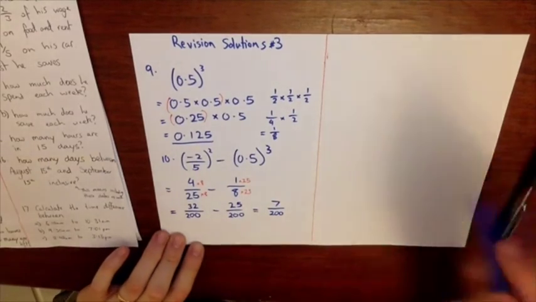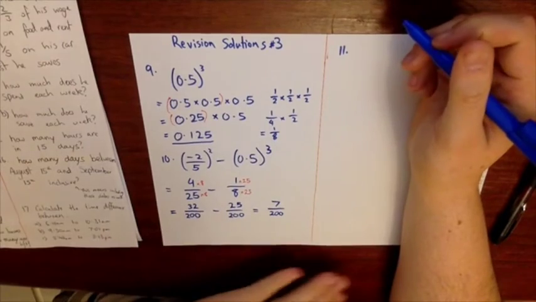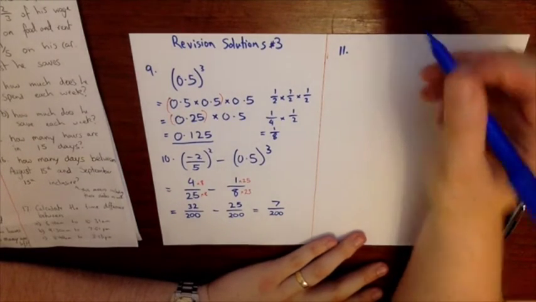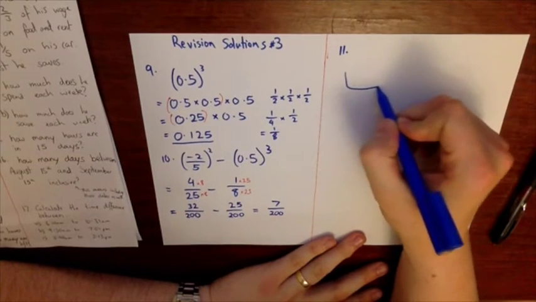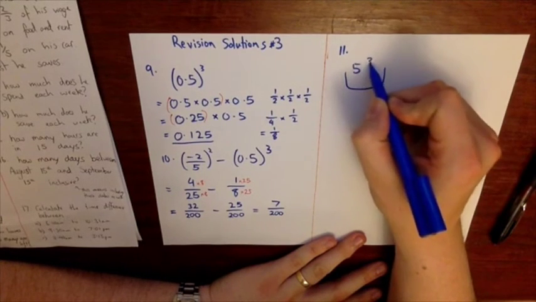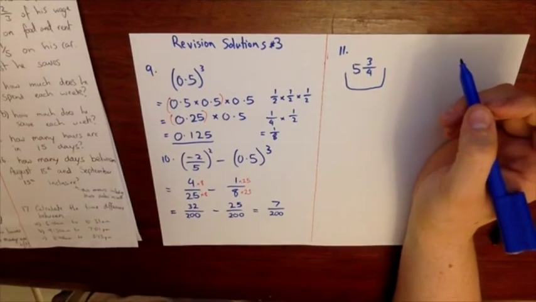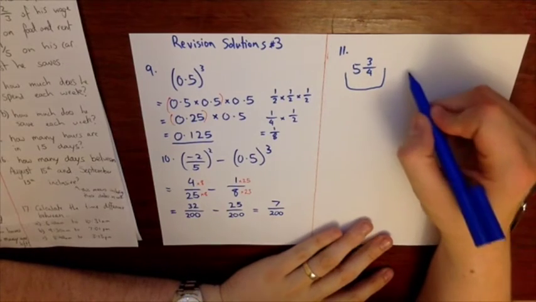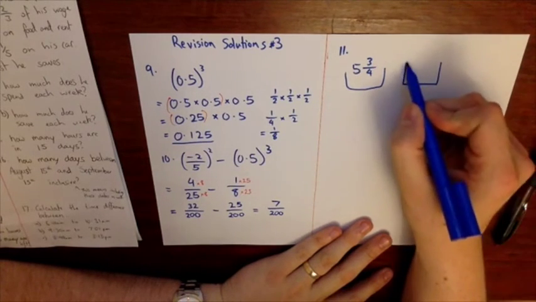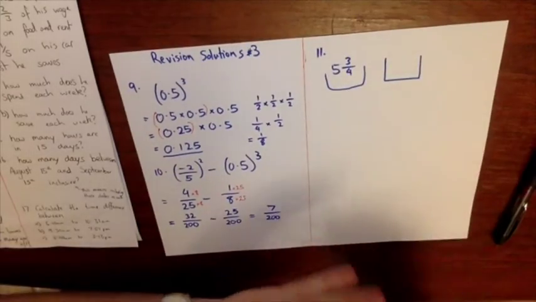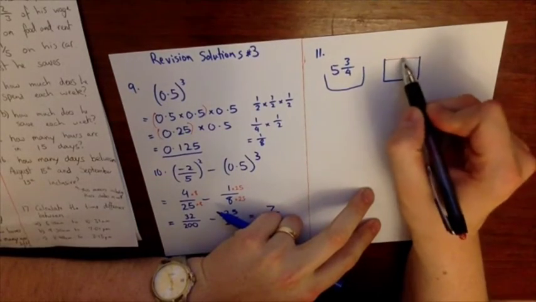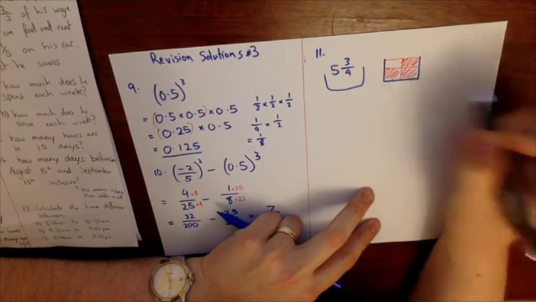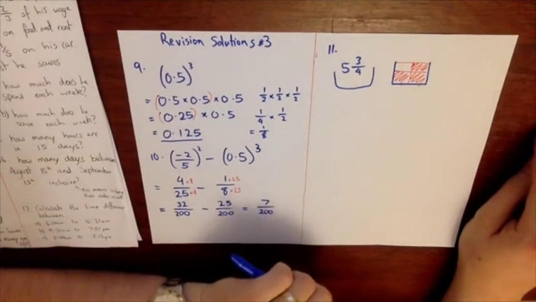Okay. Question 11. A basket contains 5 3/4 loaves of bread. So here's our basket. It has 5 3/4 loaves of bread. After lunch, 3/4 of the loaves of bread have been eaten. Okay, so there's our basket, and here's our quarters that it was in, 3 of those quarters have been eaten, and there's only 1 quarter remaining.